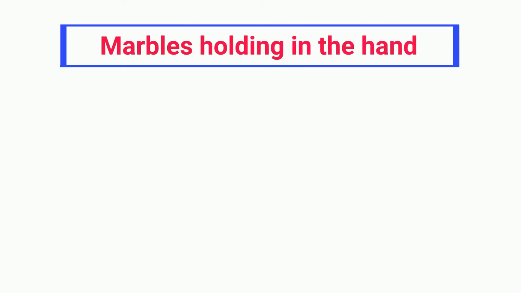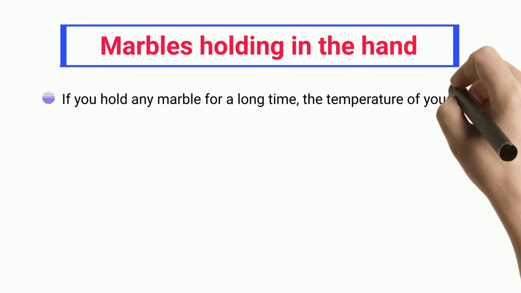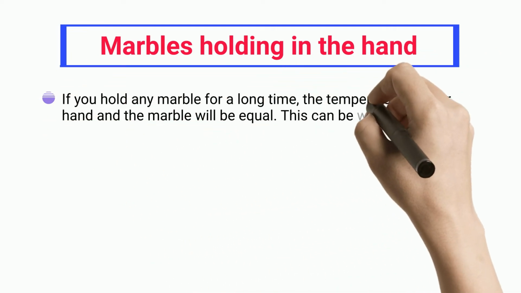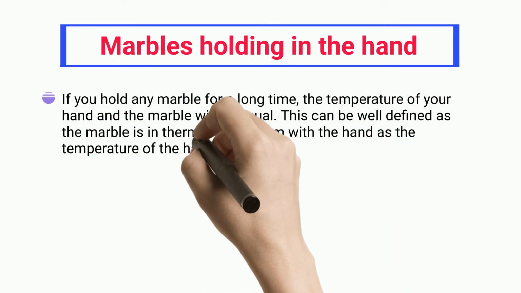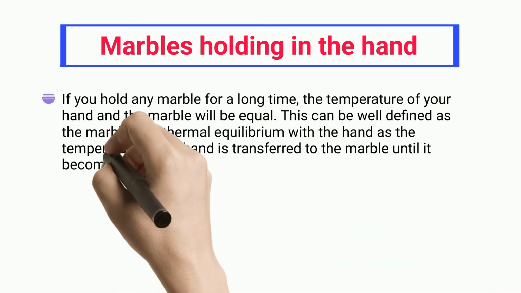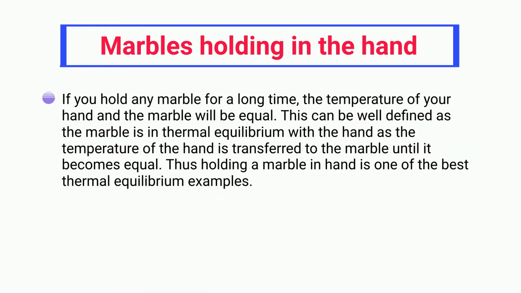Marbles held in the hand. If you hold a marble for a long time, the temperature of your hand and the marble will be equal. This can be well defined as the marble being in thermal equilibrium with the hand, as the temperature of the hand is transferred to the marble until it becomes equal. Thus holding a marble in hand is one of the best thermal equilibrium examples.